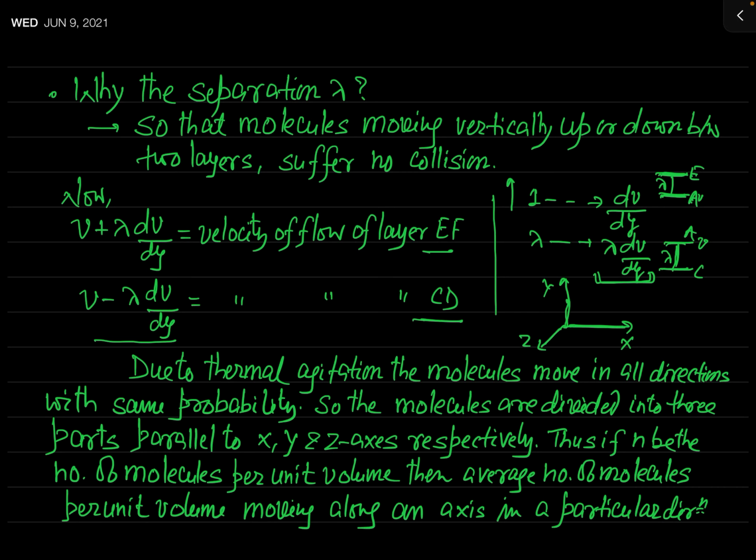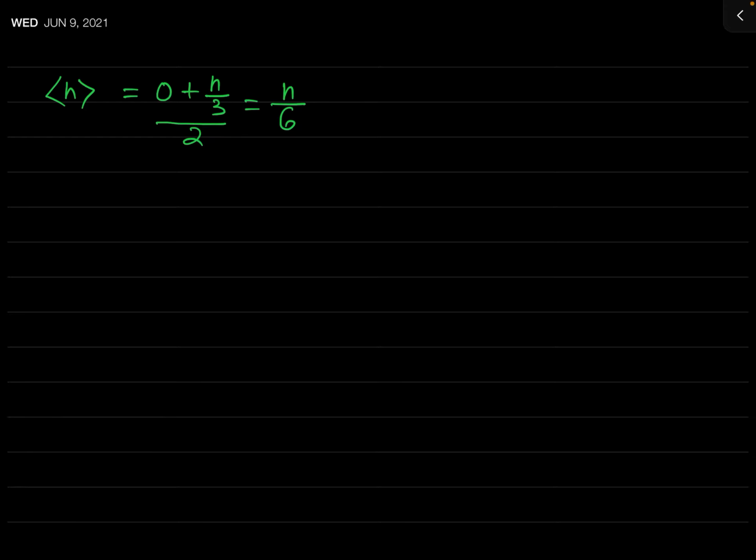So the minimum number of molecules that can move is 0, and the maximum is 1/3 of the total molecules. So the average will be what? Minimum is 0 and maximum is n by 3. So the average will be n by 6. You can see here, I have mentioned it here.